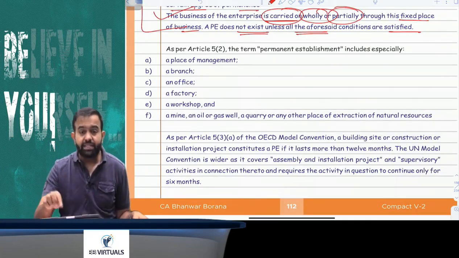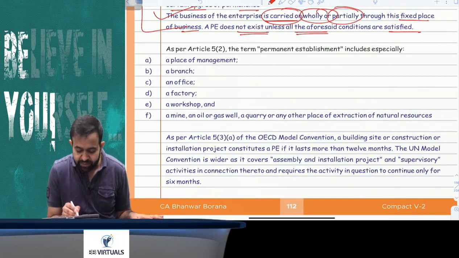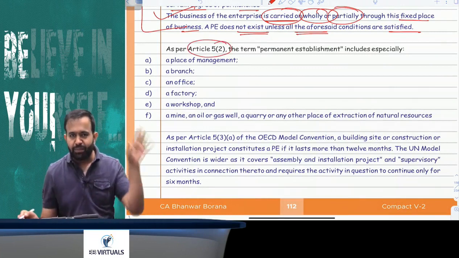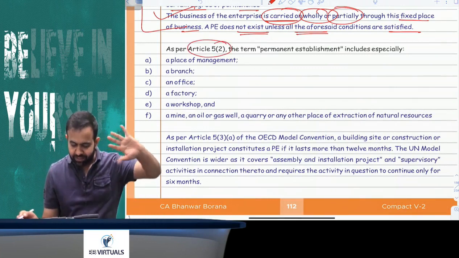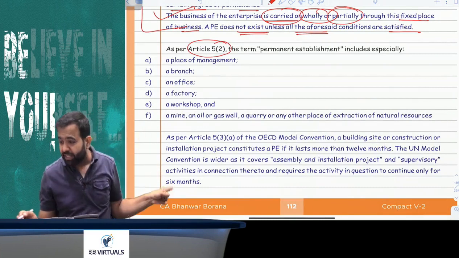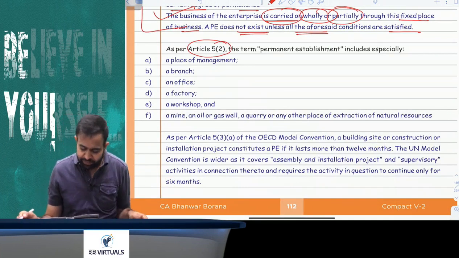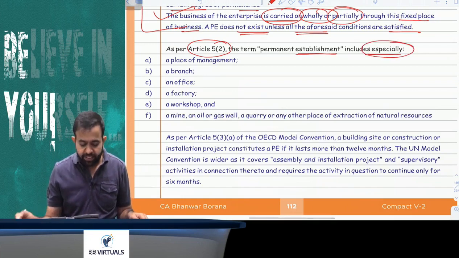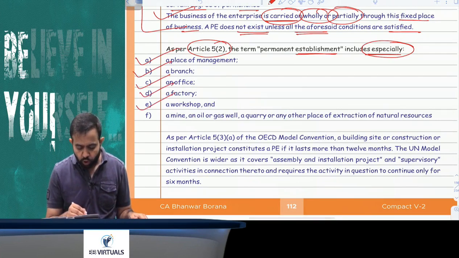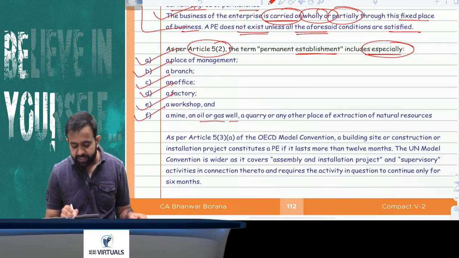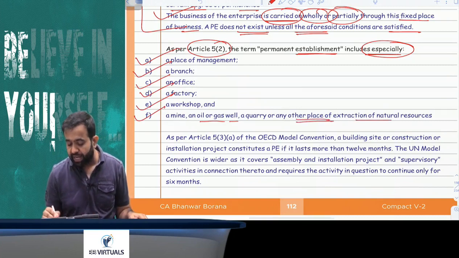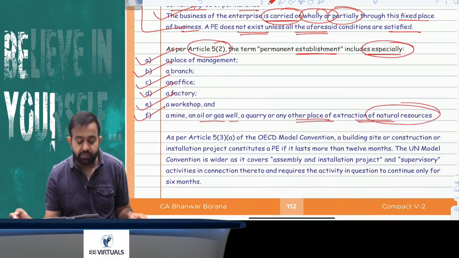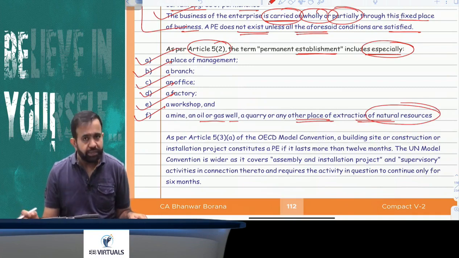The next part is article number 5.2. Now 5.2 is giving some examples. What is the meaning of permanent establishment normally? There are some examples, but this is not limited to this. The permanent establishment includes specifically a place of management, or a branch, or an office, or a factory, or a workshop, or a mine, oil or gas well, or quarry, or any other place of extraction of natural resources. That is called your PE.